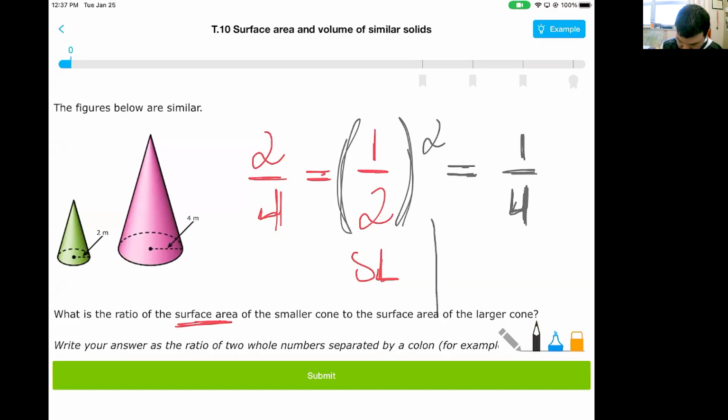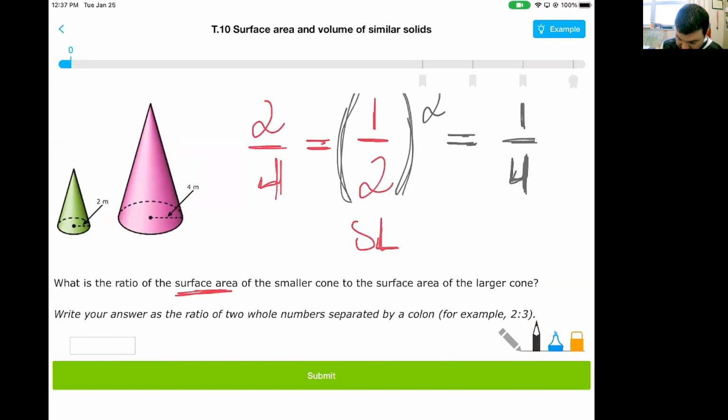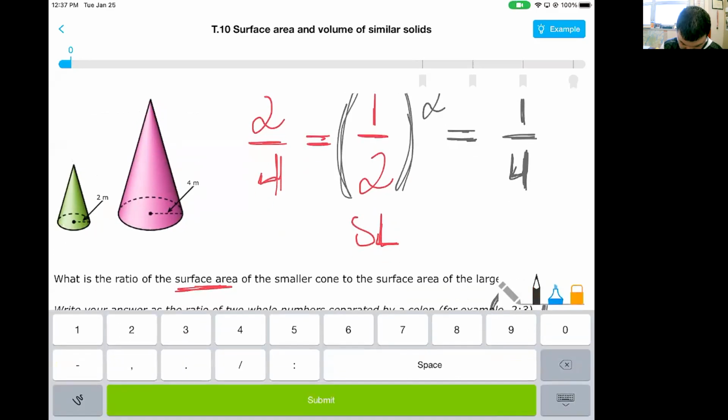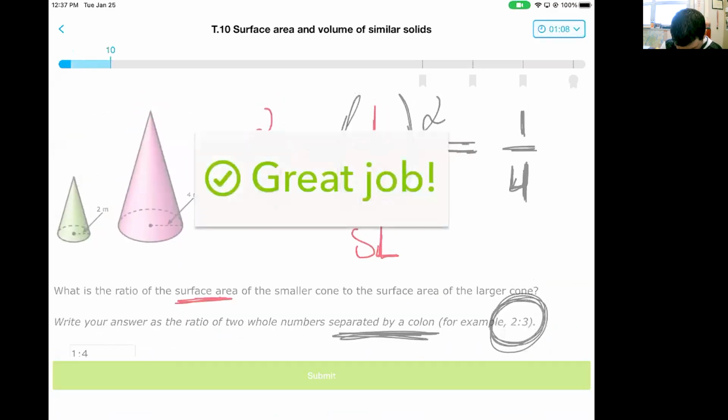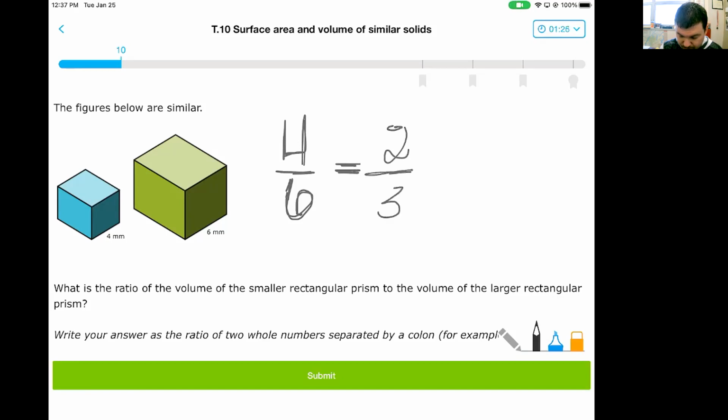So it wants me to not draw a line. What does it want me to do? Write it separated by a colon. Well, you have to know what a colon is. Good thing they give you an example right there. So I would write 1:4. Okay, this one's asking for the volume ratio. So the side length ratio is 4:6. And then, so if I reduce that to 2/3, that's my side length ratio.